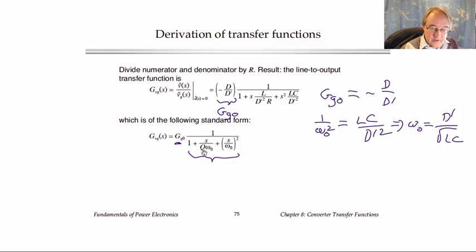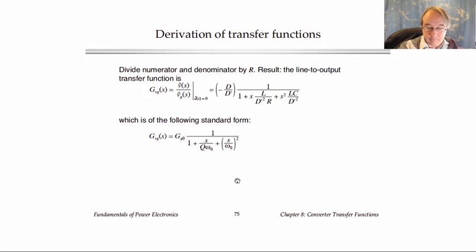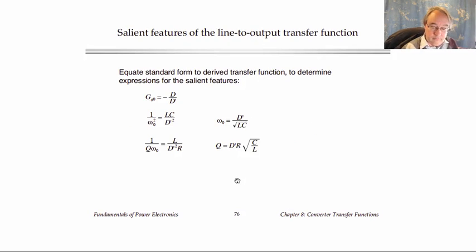And then finally, the coefficient of s to the first power would be 1 over Q omega naught in our standard form. That should be equal to L over D prime squared R. So you can plug this expression for omega naught in here and then solve for Q and get an equation for Q. Then here is the result. Here's a summary of our salient feature expressions. So we have G_g0, omega naught, and Q written as nice simple formulas.